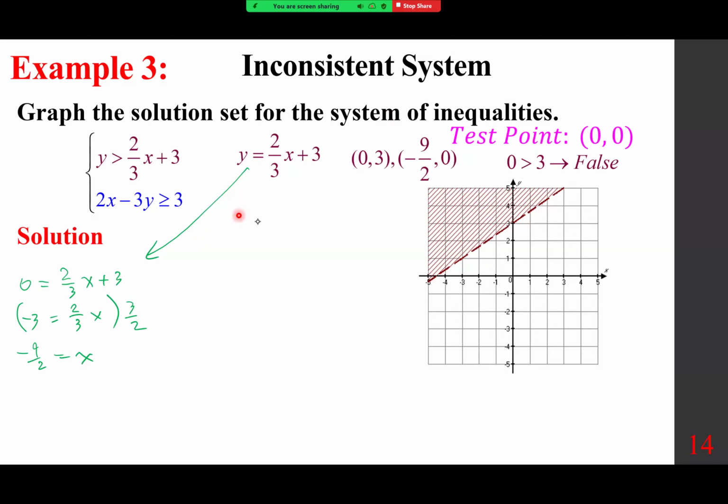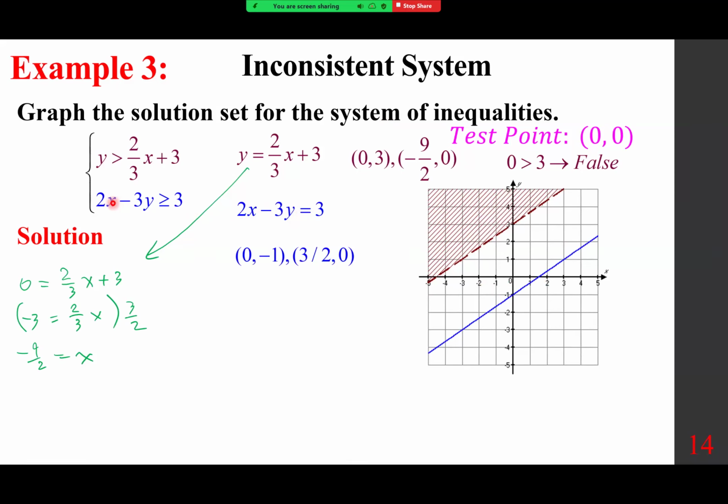We do the same thing here. We set it equal, 2x minus 3y equals 3. To find the intercepts, if x is 0, -3y is 3, or y is -1. If y is 0, 2x is 3, so x is 3 halves. And so (0, -1) is here. And 3 halves, that means 1.5, somewhere here. And you draw the line, and it is a solid line. The blue one is a solid line because, look, we have the equality.